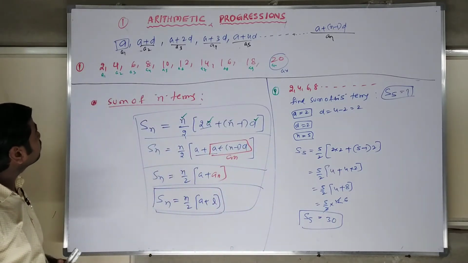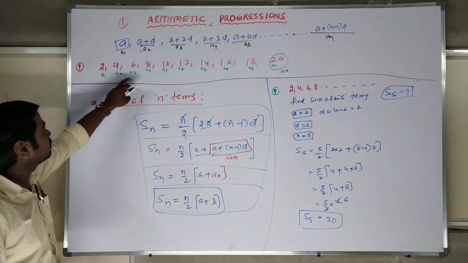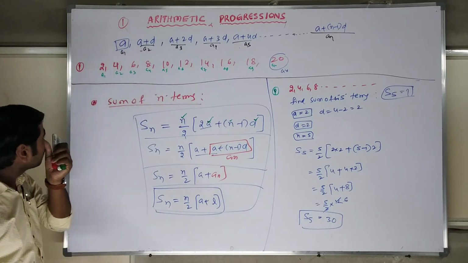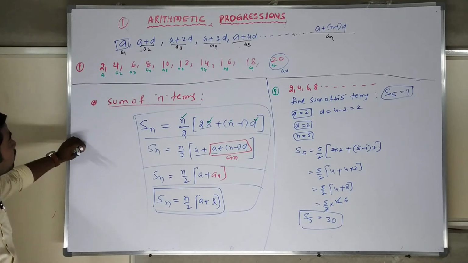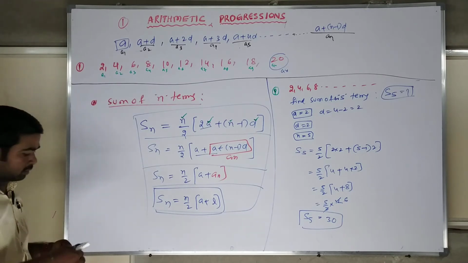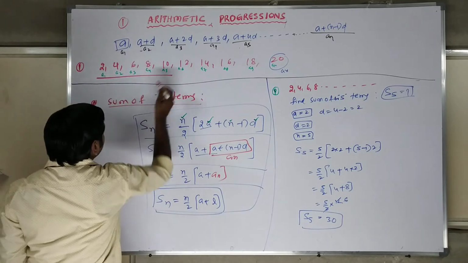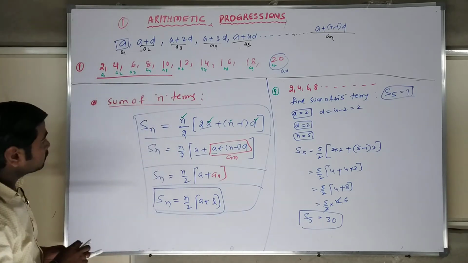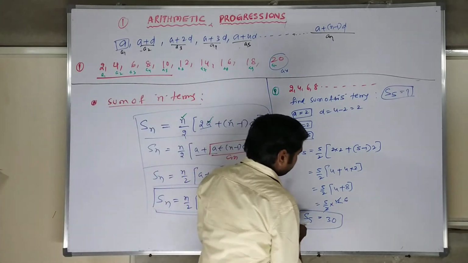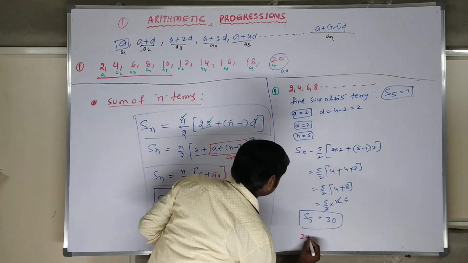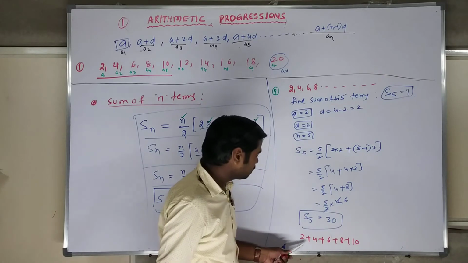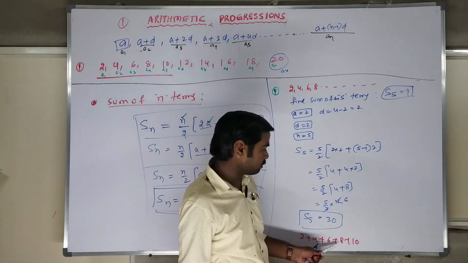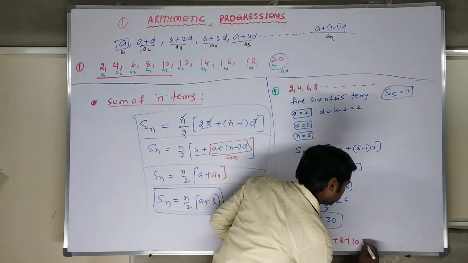What are the 5 terms we got? These are the 5 terms: 1, 2, 3, 4, 5. So adding them, 6, 6 plus 6, 12, 12 plus 8, 20, 20 plus 10, 30. So I got it correct only. You can add these 5 terms and get 30. Clear? If you have any doubt, you can check it out here. So 30 I got is 2 plus 4 plus 6 plus 8 plus 10.